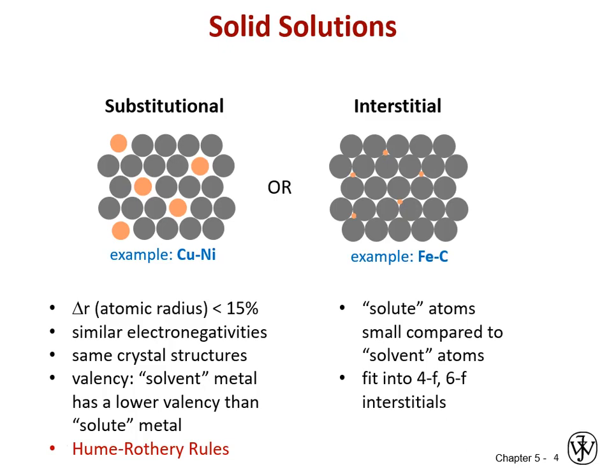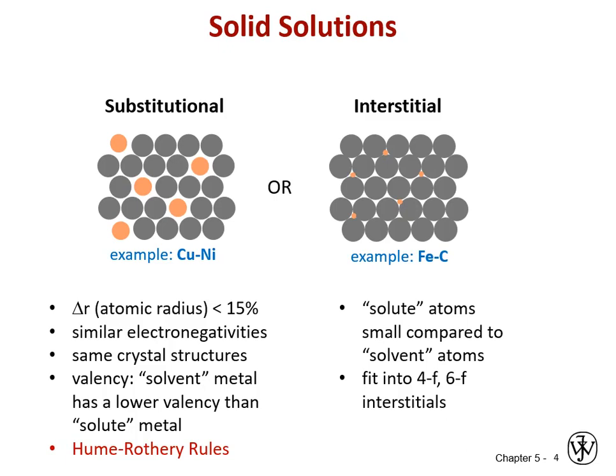Those would tend to probably form an ionic compound. The last is the valency of the solvent versus the valency of the solute. The solvent metal, the one that's in the majority in terms of the number of atoms per unit volume, you will get better solubility if that tends to have a lower valency than the solute.